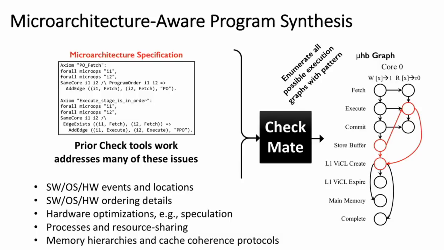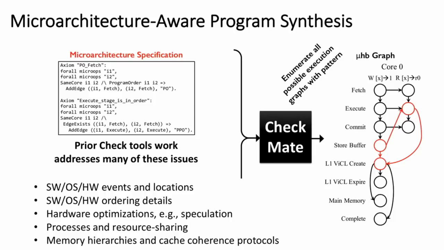So the specification is essentially the same as before. Speculation is something that MuSpec has already supported. Basically, we can allow for items to be brought into the cache in a way that isn't necessarily ordered with instruction execution, right? And we can allow for items to be brought into the cache in a way that isn't particularly ordered with branch instructions. So those are the kinds of things that actually were raised in the previous talk. In addition, because we have this full stack analysis, we can handle software, user-level software, operating system, and hardware events and locations, and ordering details. Hardware optimizations like speculation fit in well.